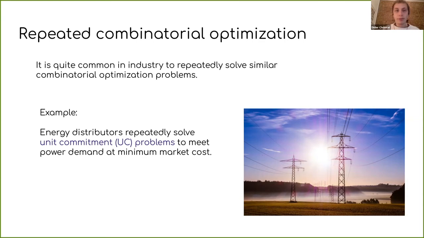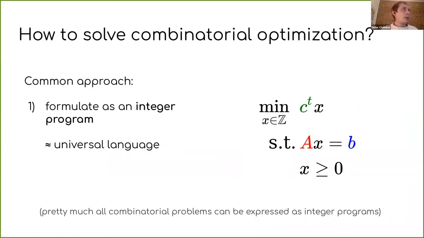Every day, say, or every 15 minutes, the specific numbers that go inside the problems are slightly different, but the overall shape of the problem is the same. So just a bit of general background: how do you actually solve these kinds of problems? What does Hydro-Quebec do here? Well, the common approach would be as follows. You might first formulate them as integer programs.